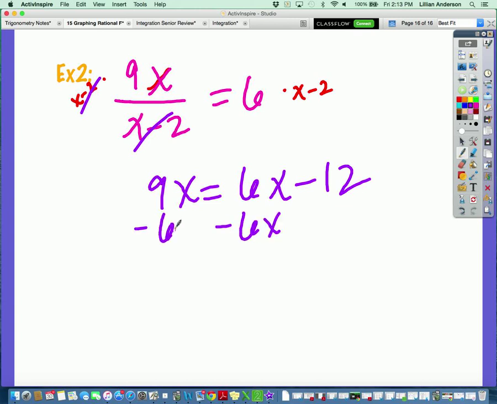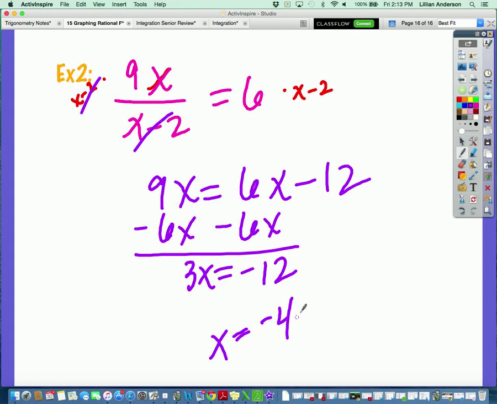Move the 6 to the other side. 3x equals negative 12, and so x will equal negative 4. Now I know we're just going along in here. Do not forget to check for extraneous solutions.